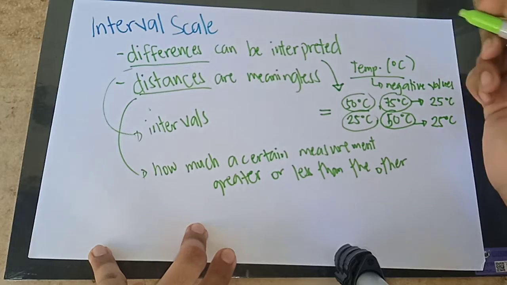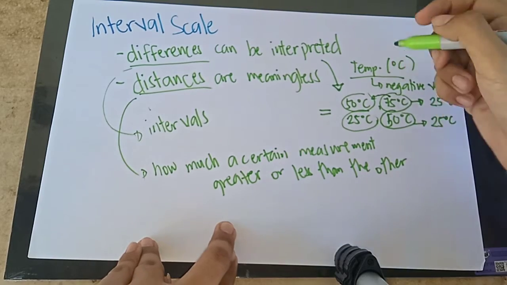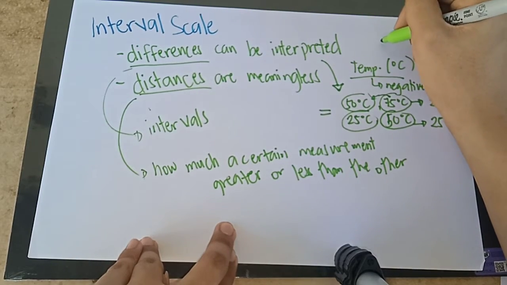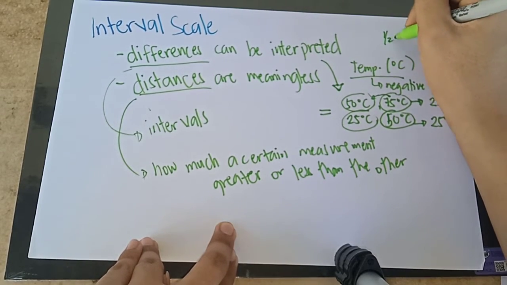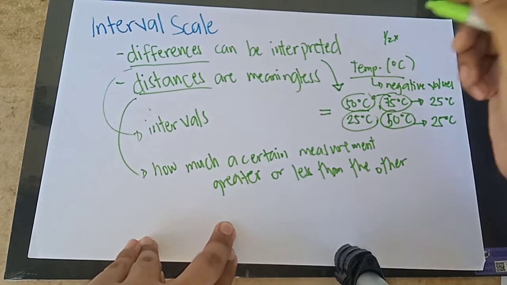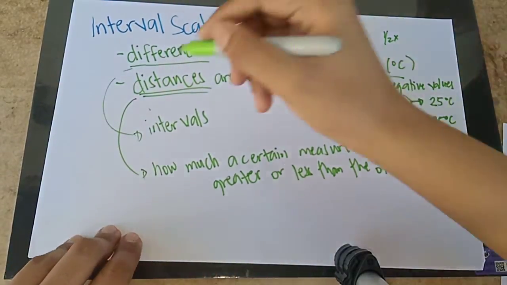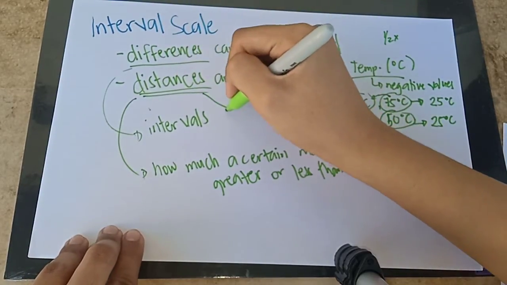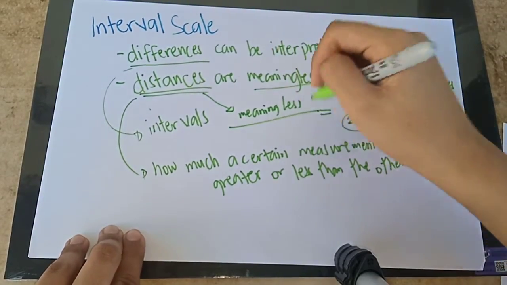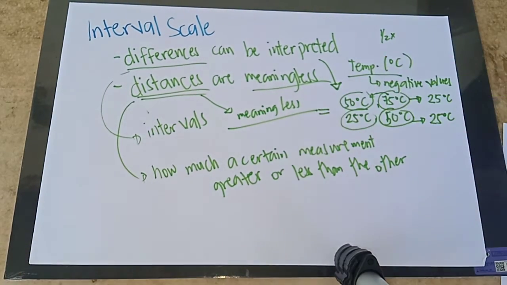However, we cannot say that 75 degrees Celsius is, let's say, one and a half times hotter. We cannot say that because we only measure the differences but not the distances. So the distances will be meaningless in the interval scale, because we cannot actually measure how much a certain measurement is greater than or less than the other.